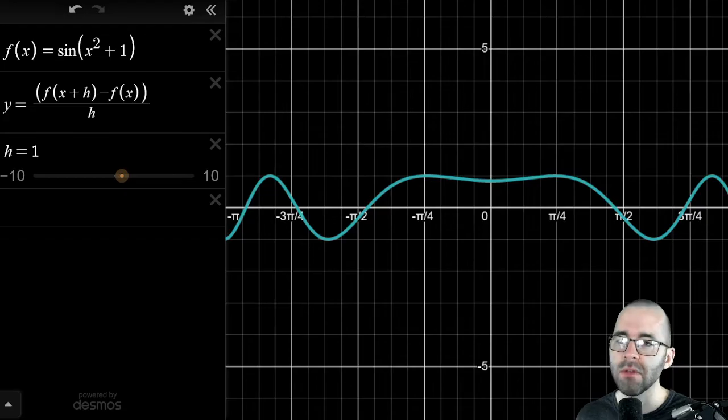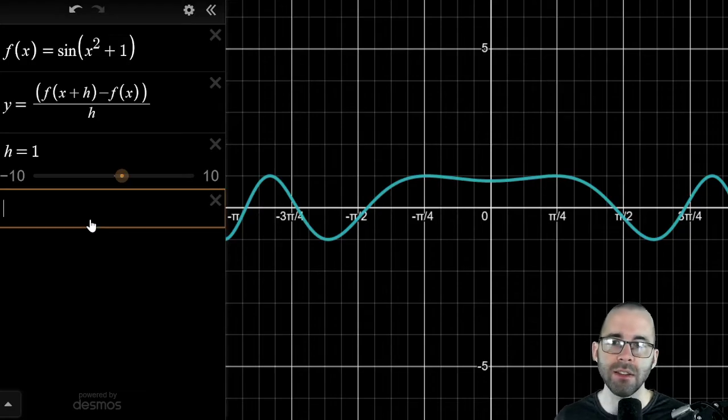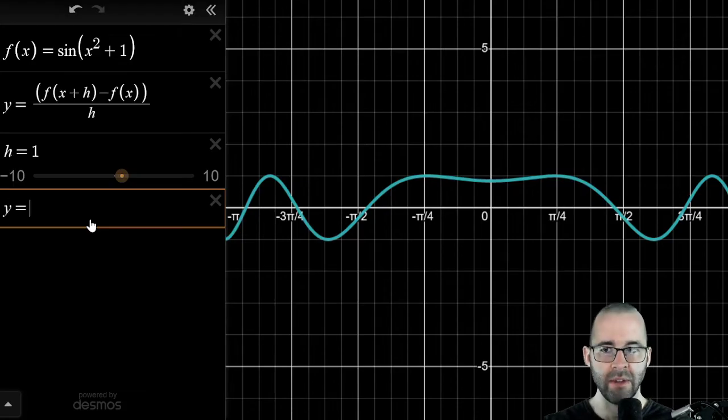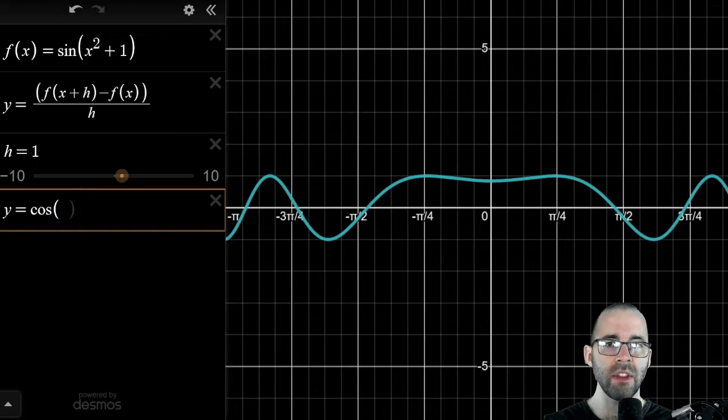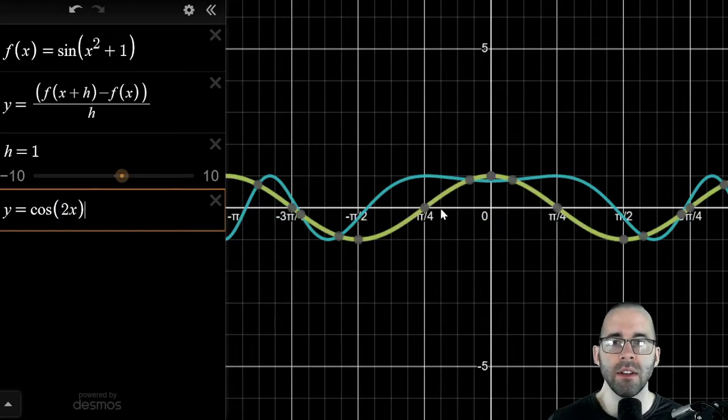So there's a couple of ways of guessing what the derivative might be. So let's go through some natural guesses. So you might think, well, let's just try to take the derivative of both. So the derivative of sine is cosine, and the derivative of the inside is 2x. And let's see, is this the derivative?